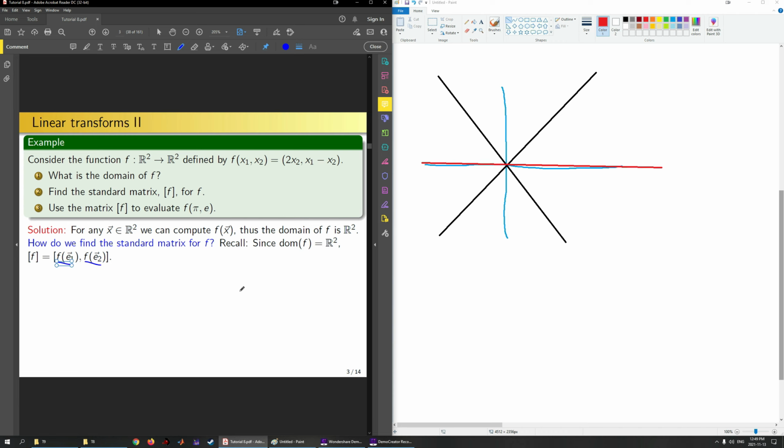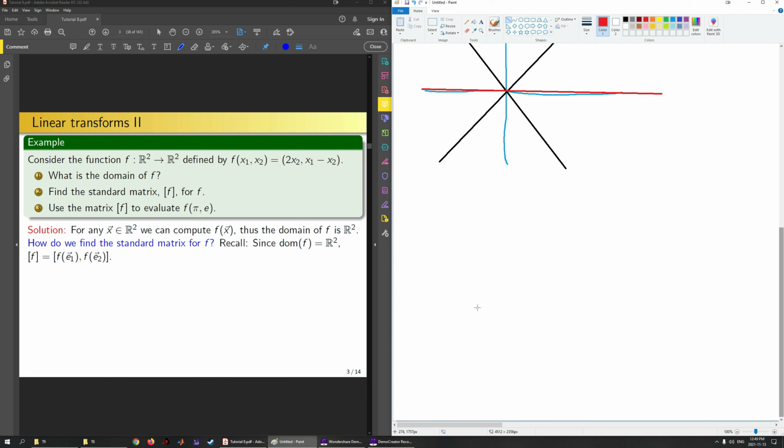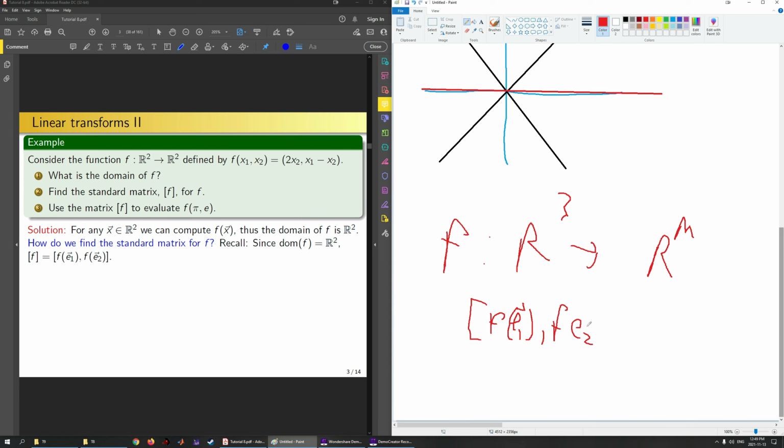Okay, so just for completion, if the domain of f was R3. For instance, if f went from R3 into something, it really doesn't matter what it goes into here. Then to compute the standard matrix, I would have to evaluate f at the standard basis vectors for R3. So f of E1, comma f of E2, comma f of E3. Okay, so that's why you care to know what the domain is.